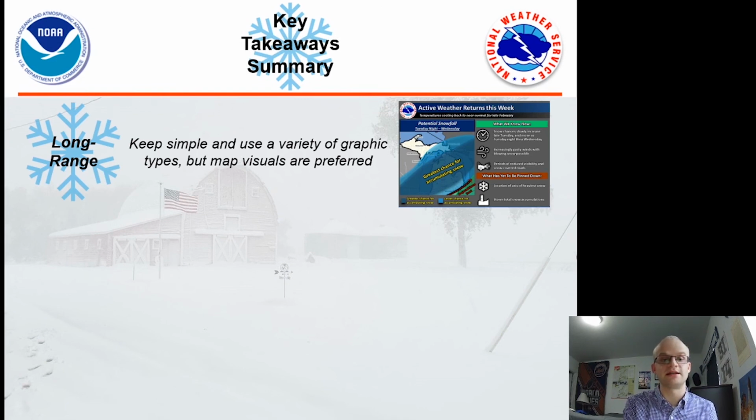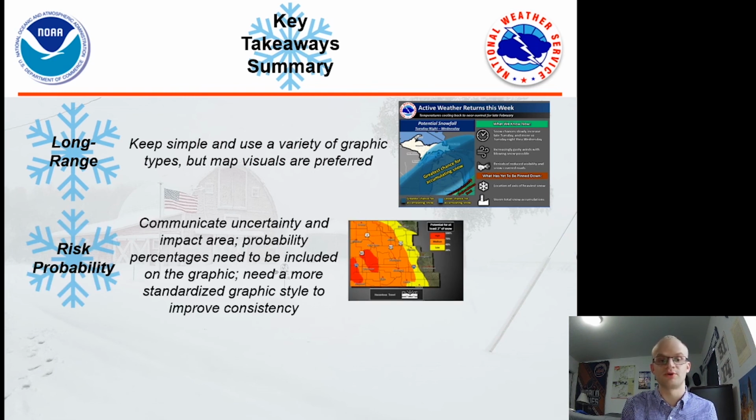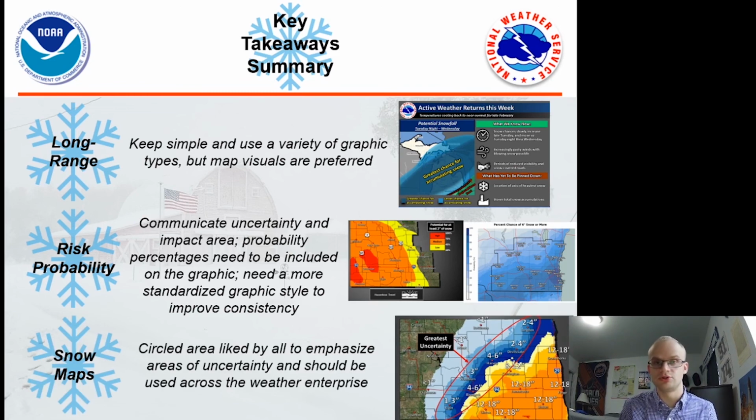A summary of all of our key takeaways: with long-range graphics, they need to be kept simple, but using map visuals was the preferred option. With risk probability graphics, those probability percentages need to be included on the map, and a more standardized graphic style needs to be adopted, possibly this blue gradient color scheme. Then with snow maps, using a circled area is liked by all to emphasize areas of greatest uncertainty and should be used by more across the weather enterprise.